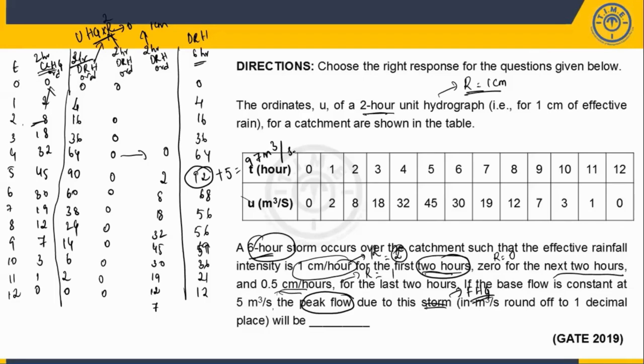So the second DRH ordinate will start from 2, time t equals 2. Because it is a 6-hour storm, first we have divided 6 hours into three 2-hour parts. Why? Because we know only the 2-hour unit hydrograph. So we are starting from this. The same we can do using the S curve also, as in the previous case.